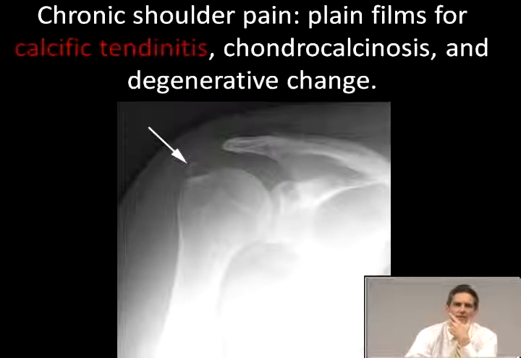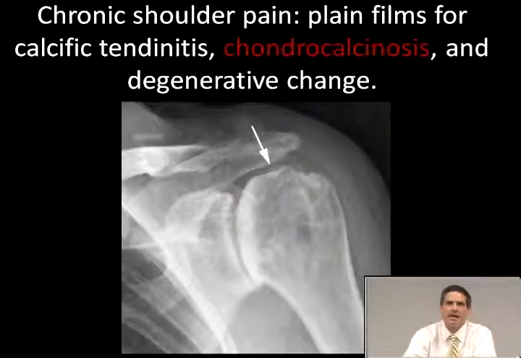You want to use plain films first, of course, and it's going to show you such entities as calcific tendinitis, seen here at the location of the arrow, where there's abnormal calcium deposition of the distal supraspinatus tendon, part of the rotator cuff. It can also show you chondrocalcinosis, a bit more subtle, on this picture with the white arrow, indicating the subtle chondrocalcinosis along the humeral head. There is, of course, severe degenerative change of the glenohumeral joint in this patient as well.